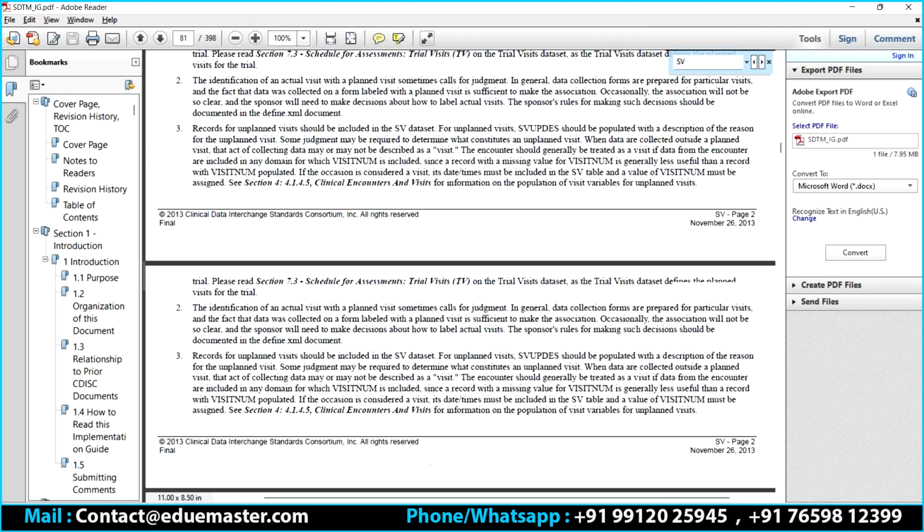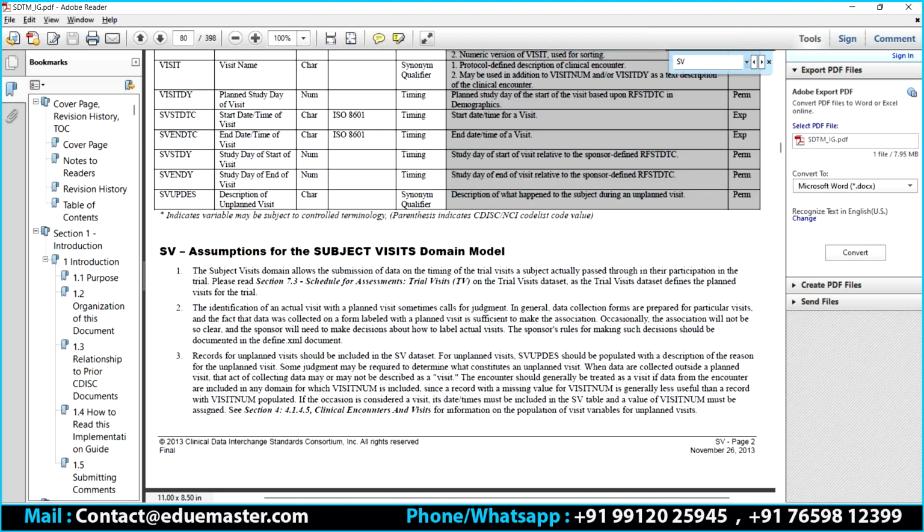And there are some small conclusions, or I can say exceptions, that we need to talk about here. Let me talk about those exceptions as well, or the assumptions you can say. Most of the assumptions are not required, but one thing I would like to highlight here: for unplanned visits, records for unplanned visits should be included in the subject visits domain. For unplanned visits, we need to populate the reason for that particular unplanned visit. We need to mention that clearly. That is the most important thing.